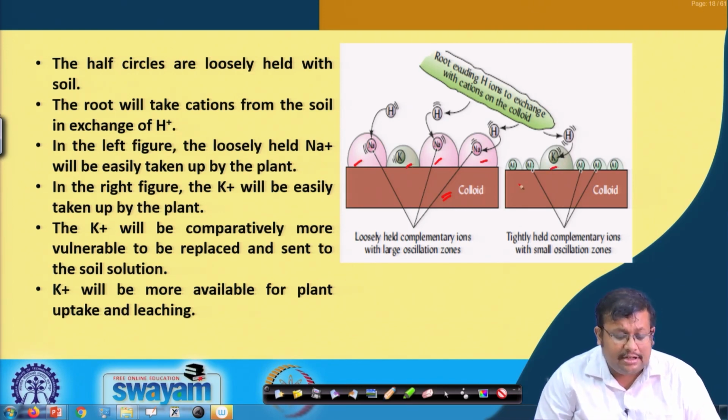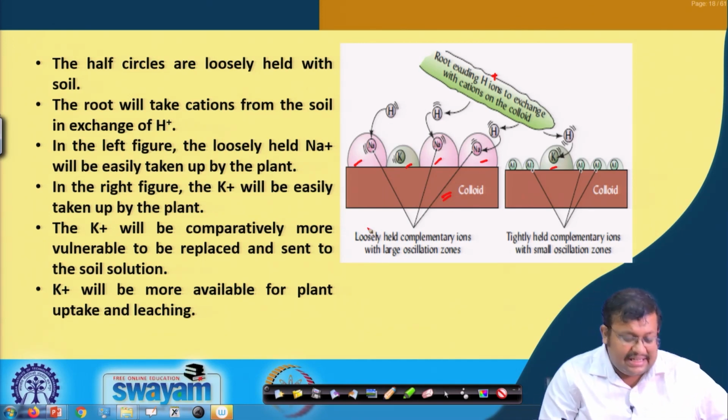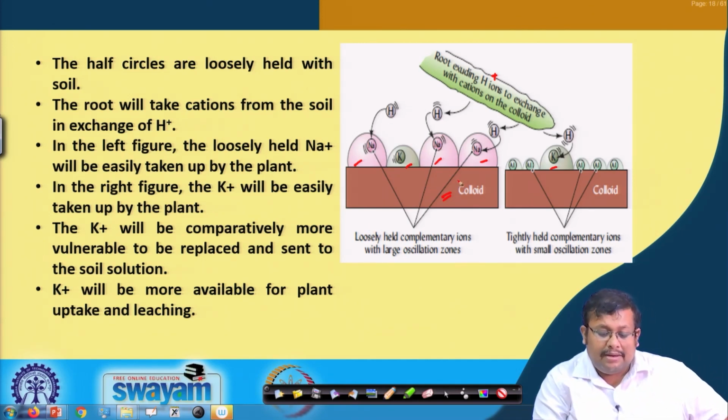So, these half circles are loosely held with the soil, and the root will take cations from the soil in exchange for the H plus ion. So, this H plus ion they replace with this Na and this potassium, and so they basically make an exchange with this sodium and potassium.